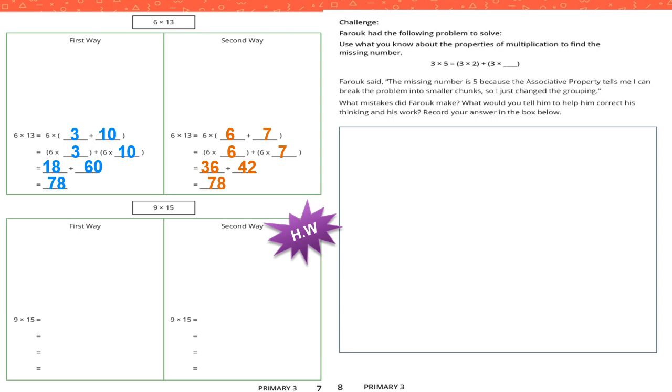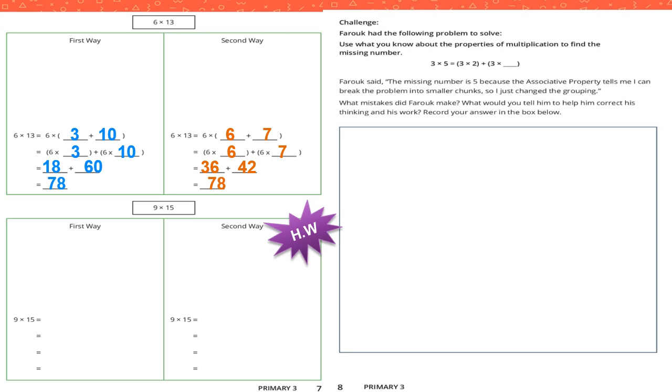The challenging part here. Farouk had the following problem to solve. Use what you know about properties of multiplication to find the missing number. I have here 3 times 5 equals 3 times 2 plus 3 times what? What should I write here? Farouk said the missing number is 5. He wants to put 5 here. Is it correct?